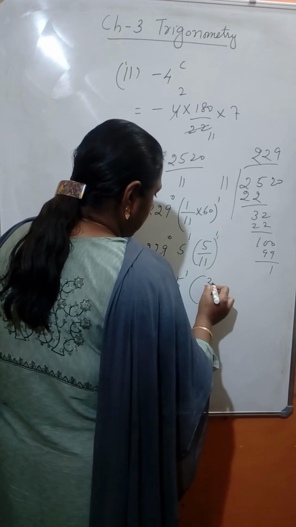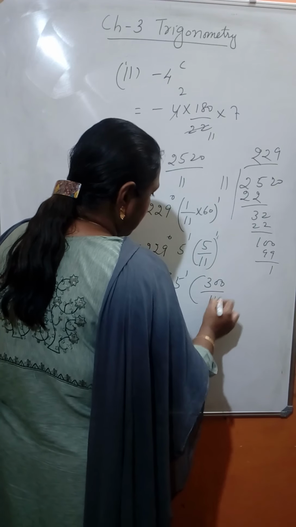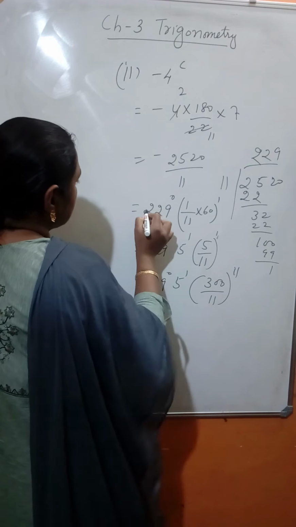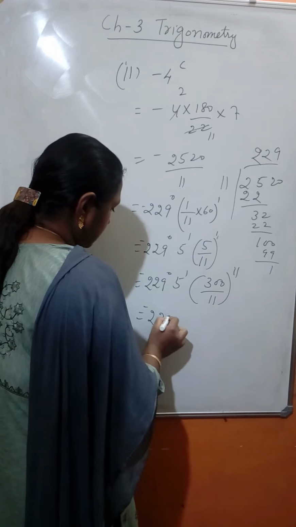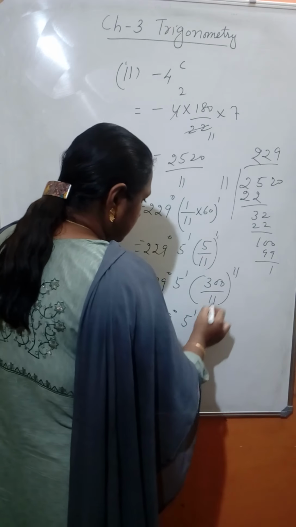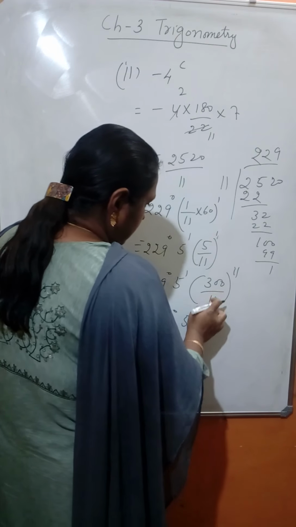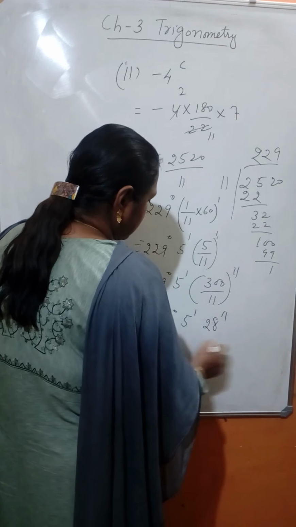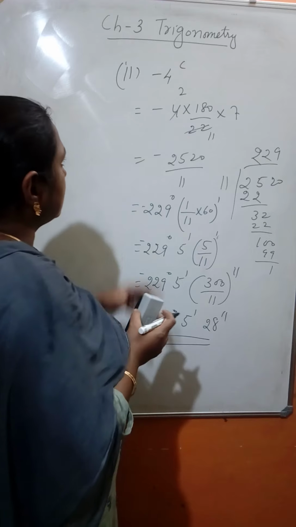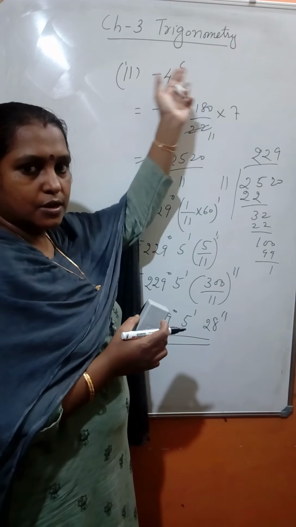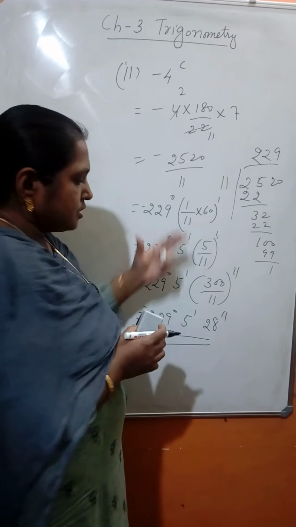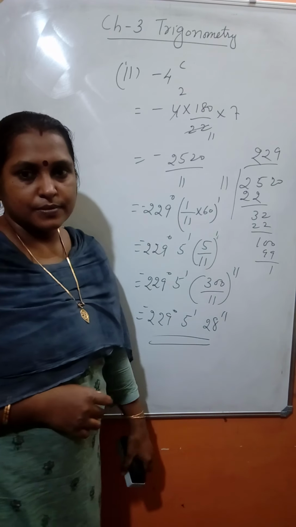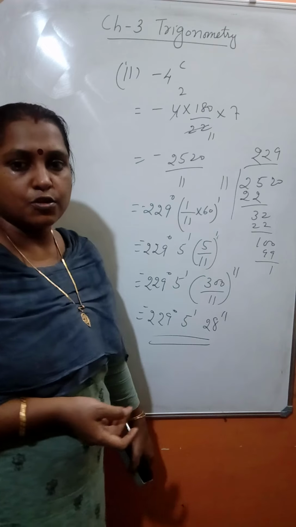This can be multiplied by 60. So it is 300 by 11 seconds, which is equal to minus 229 degree 5 minutes, and this is approximately 27, 28 seconds we can write. So this is the answer for converting minus 4 into degrees. Okay. So this way there are few more questions given that you try by yourself. Okay. In my next video I will be explaining length of arc questions.